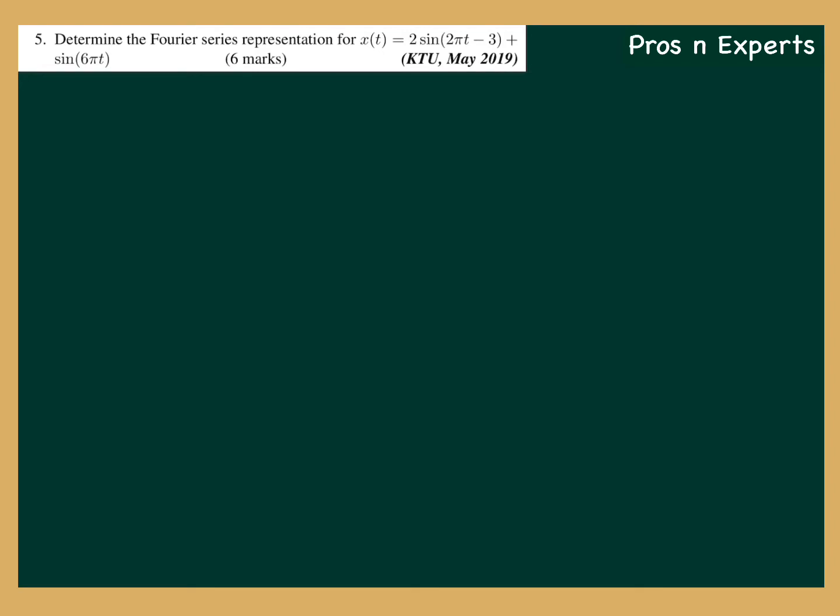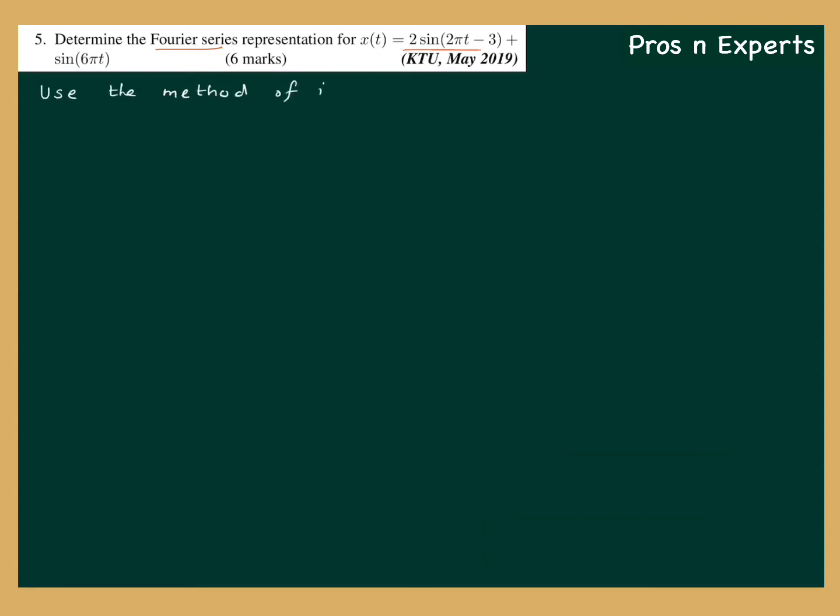The next question is, determine the Fourier series representation for x of t equal to 2 sine 2 pi t minus 3 plus sine 6 pi t. Alright, the first thing I want to tell you is, for these kinds of questions where you are asked to find out the Fourier series for signals like sinusoidals or cosines or complex exponentials, what you have to do is use the method of inspection. That's the best thing you can do for these questions.